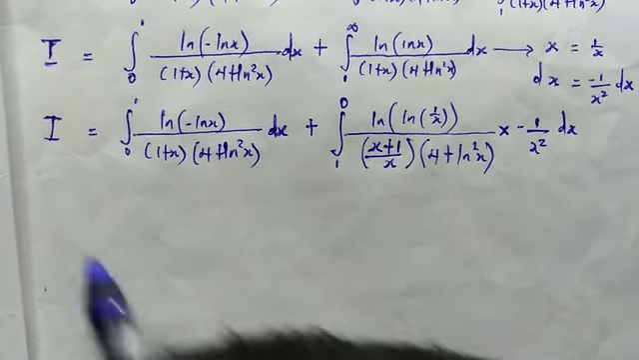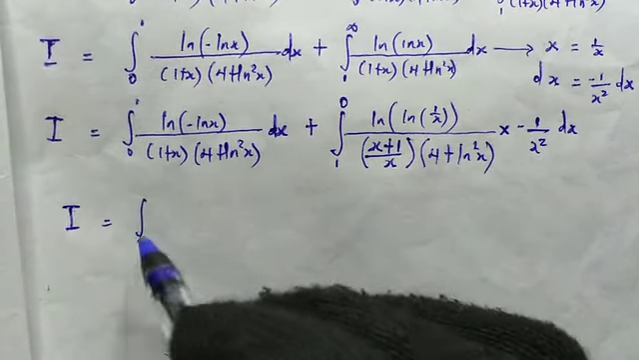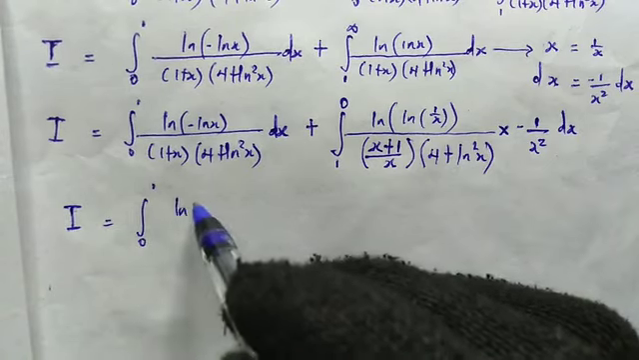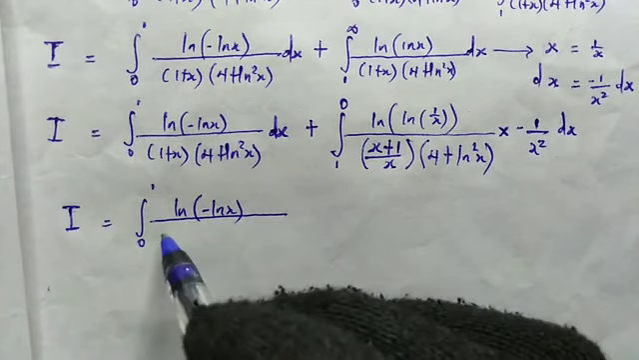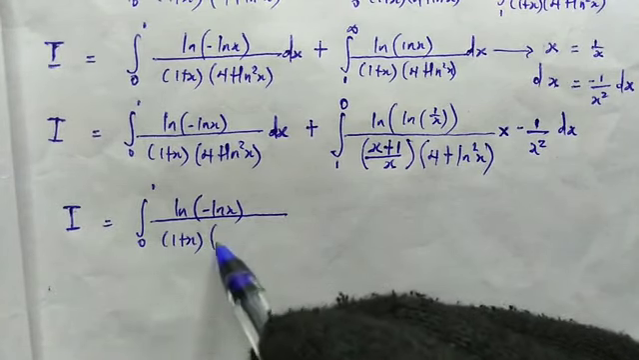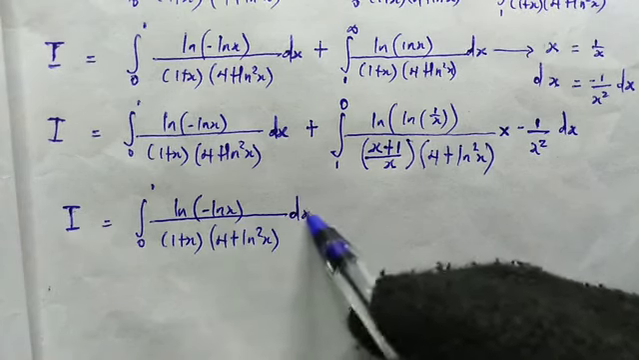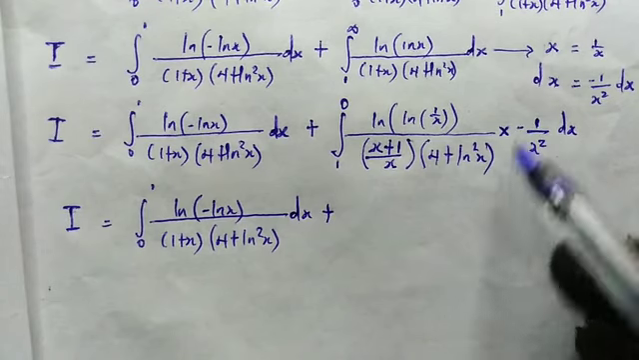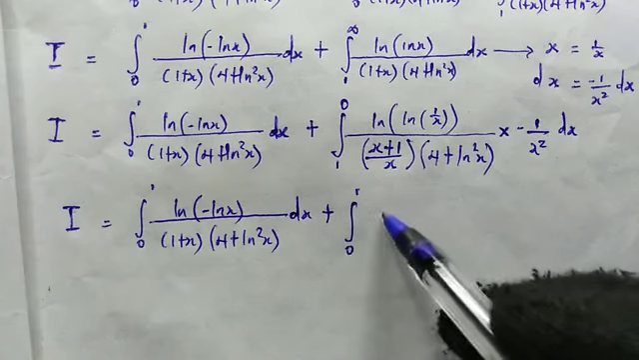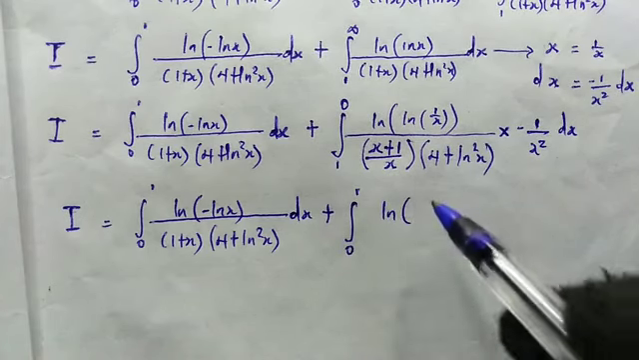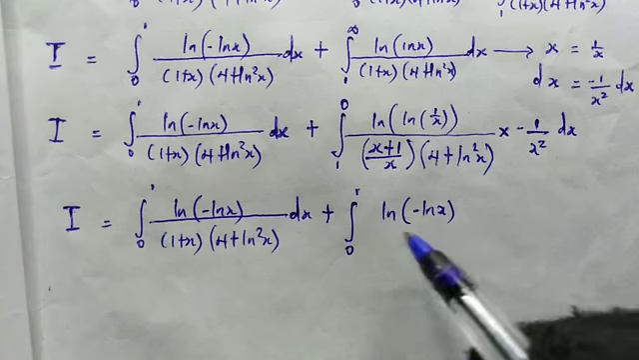And from here we have I is equal to the integral from 0 to 1, the natural log of the negative natural log of x all over (1 plus x) times (4 plus the natural log of x squared) dx, then plus, with this negative sign we can switch the limits and we have from 0 to 1. The natural log of 1 over x is the same as negative natural log of x, right?